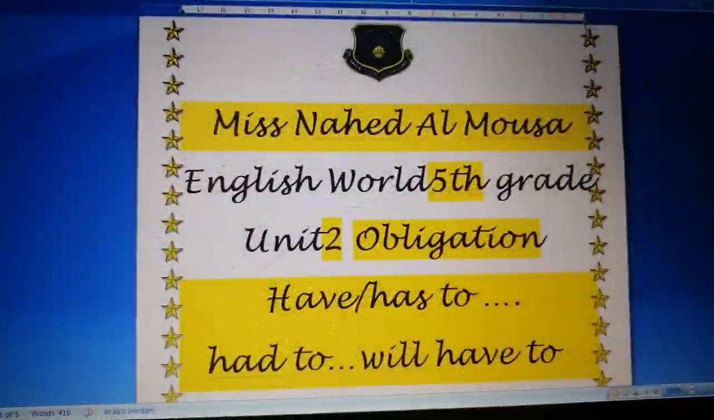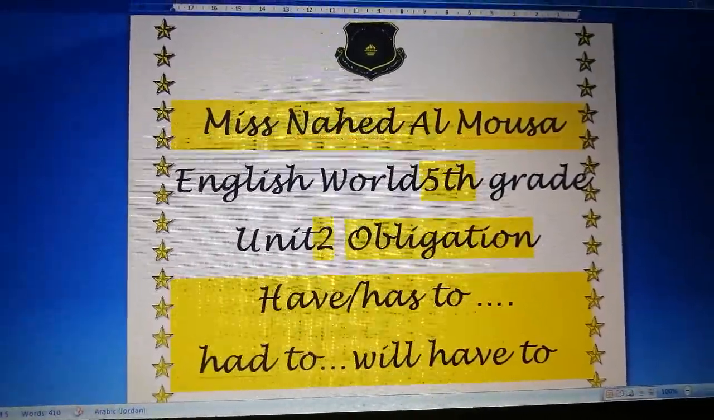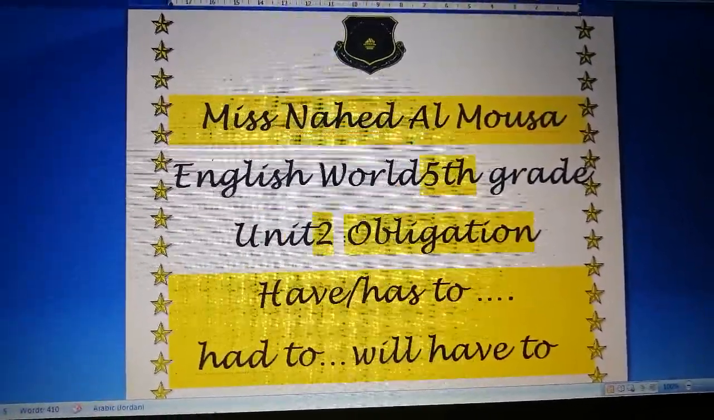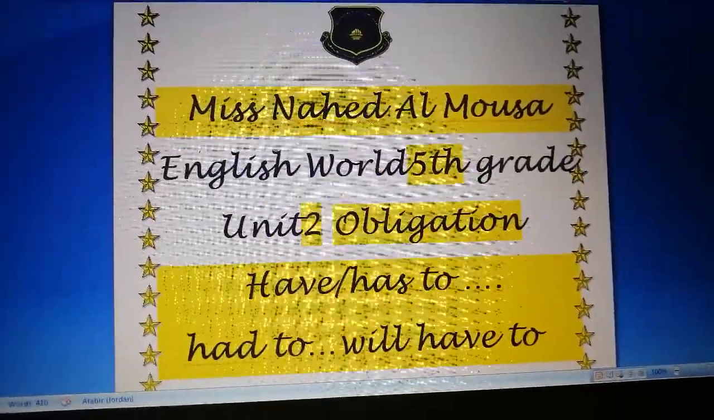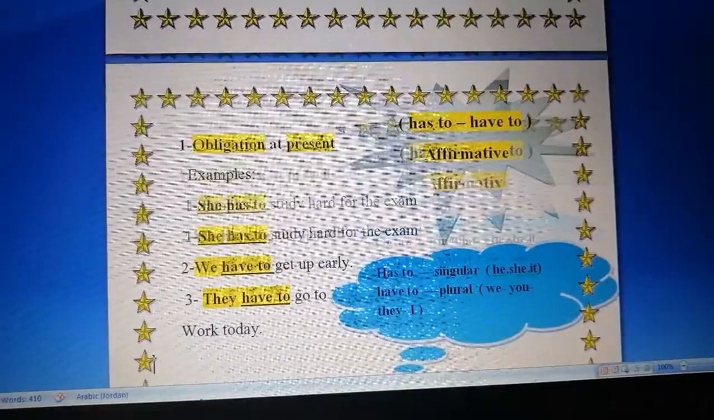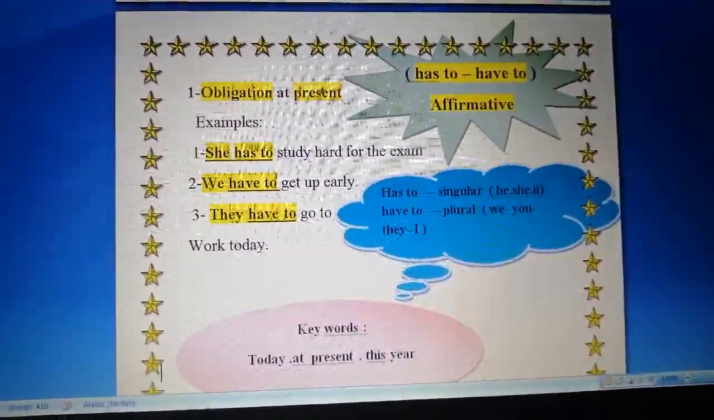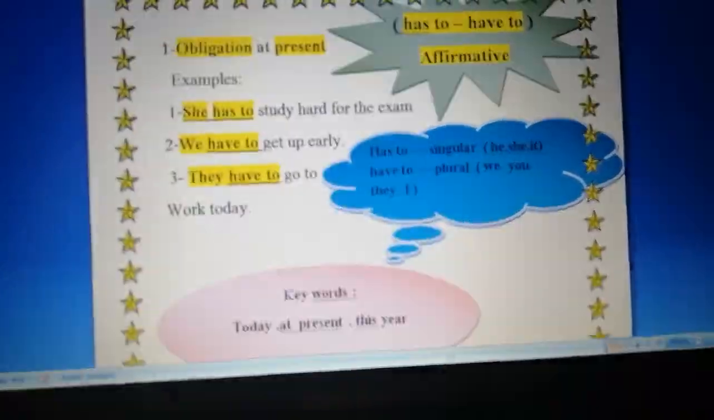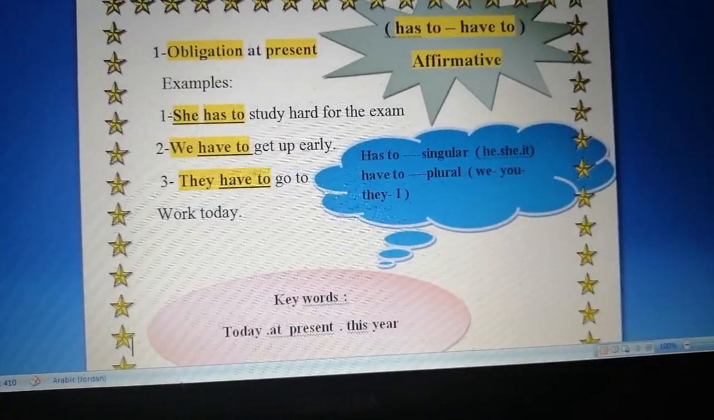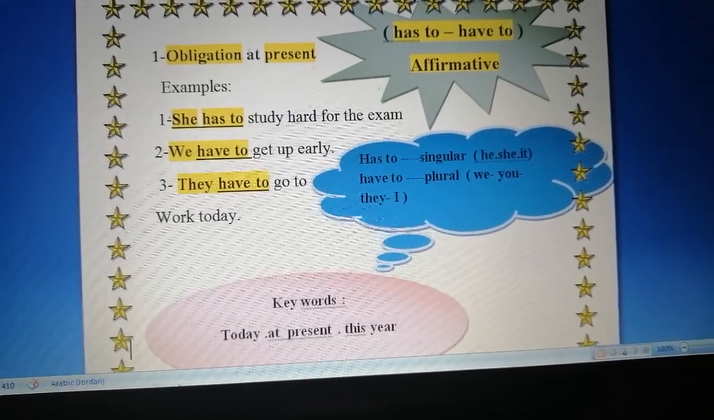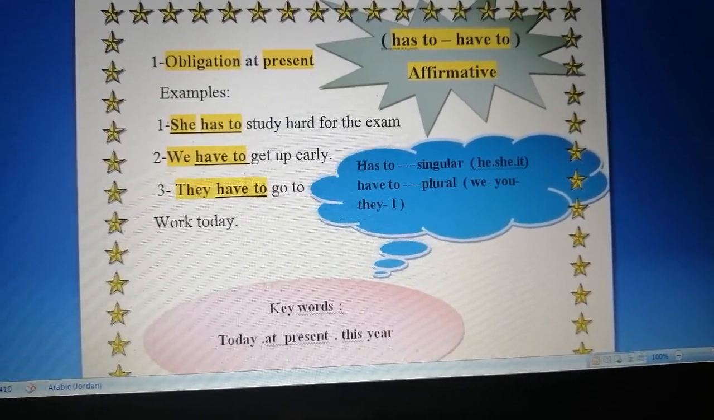Today we are going to talk about obligation. We use obligation with have to, has to, had to, or will have to. So let's talk more about this. First of all, what's the meaning of obligation? Obligation معناها يجب أو وجب علي أو يجب أن يفعل كذا وكذا. Obligation, we use it with three tenses: the present, the past, and the future.